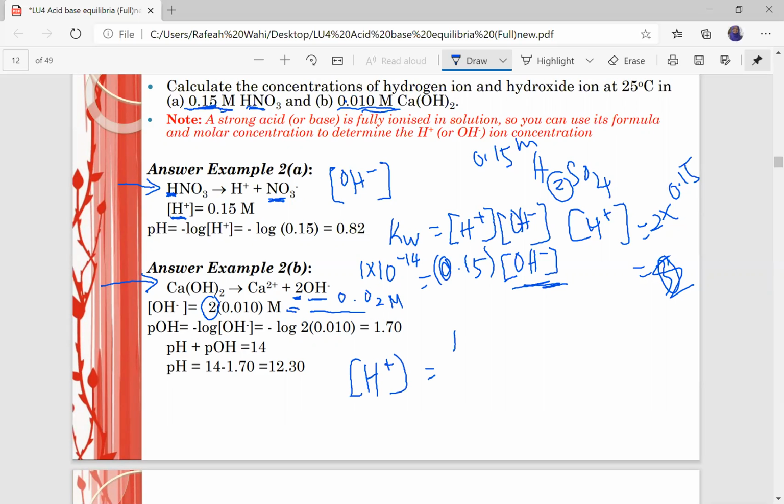So how do you find the concentration of H plus ion? Again, we utilize Kw equals the concentration of H plus ion times the concentration of hydroxide ion. So the concentration of H plus ion is equal to Kw divided by the concentration of hydroxide ion. Kw is 1 times 10 to the power negative 14 and OH is 0.02 molar. So from here, you know the concentration of the H plus ion.